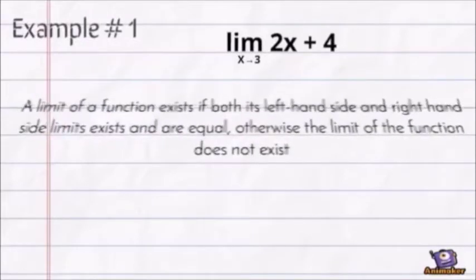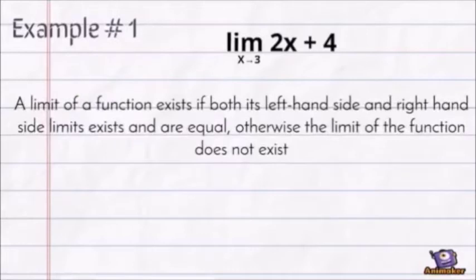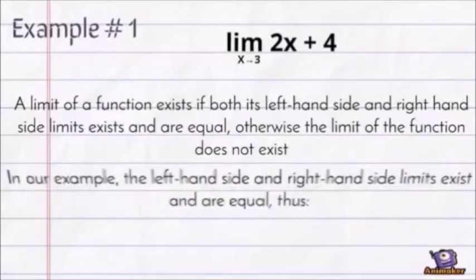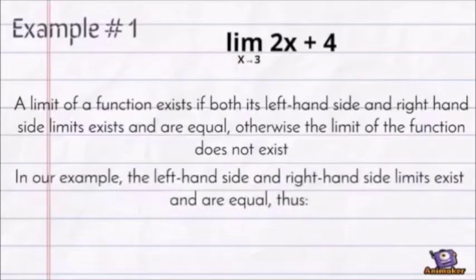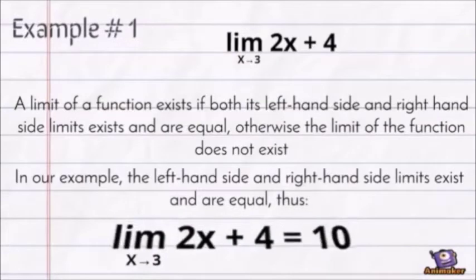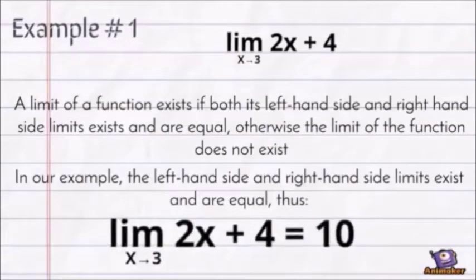A limit of a function exists if both its left-hand side and right-hand side limits exist and are equal. Otherwise, the limit of the function does not exist. In our example, the left-hand side and right-hand side limits exist and are equal. Thus, the limit of 2x plus 4 as x approaches 3 is equal to 10.